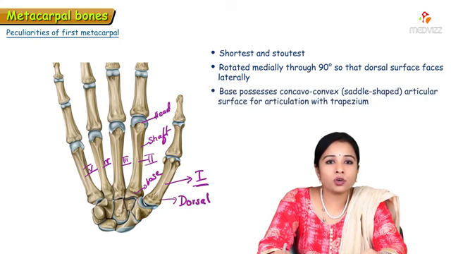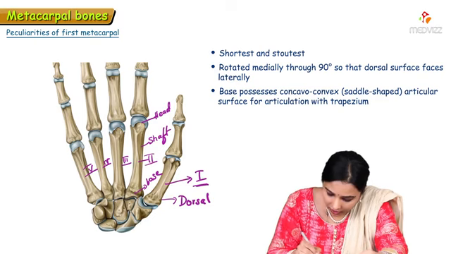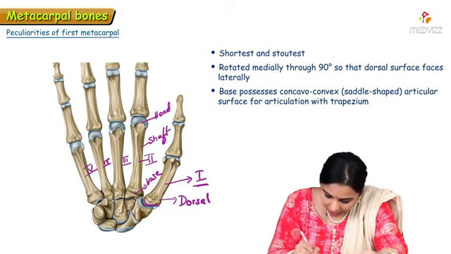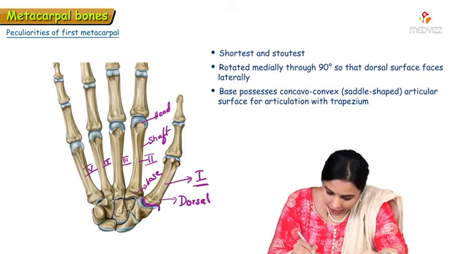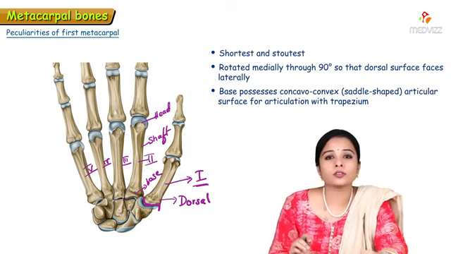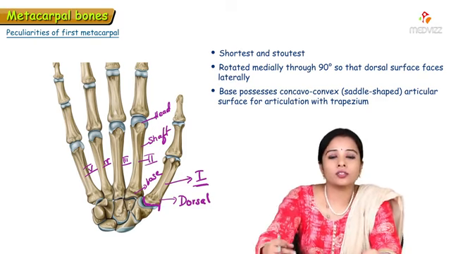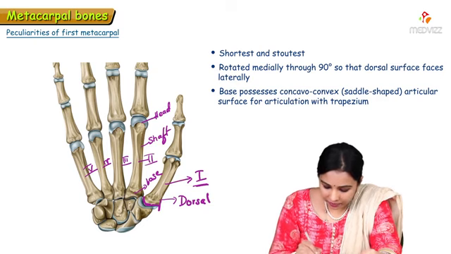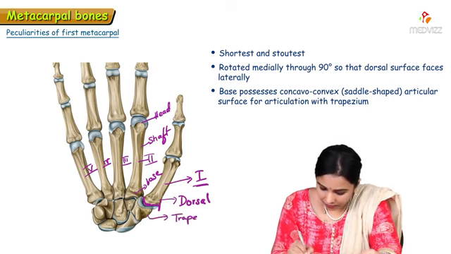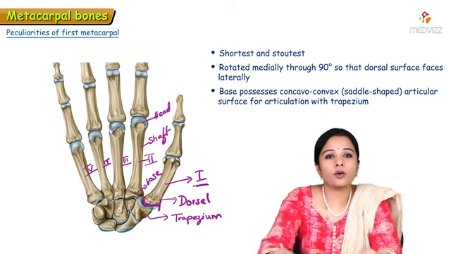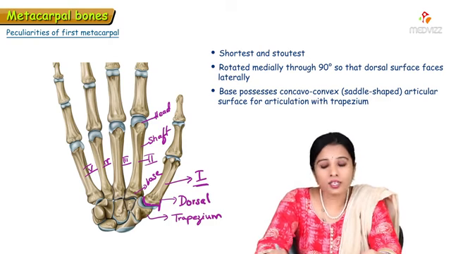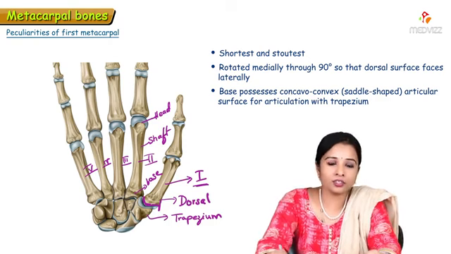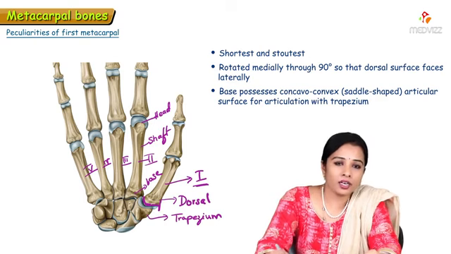Its base possesses a concavo-convex saddle shaped articular surface. You can see here it is not like other metacarpals, it is concavo-convex. So it makes the saddle joint. It is a saddle variety of synovial joint and it articulates with the trapezium to form a saddle joint. Because of the saddle joint, it has a wide range of motion when compared to other metacarpal bones.